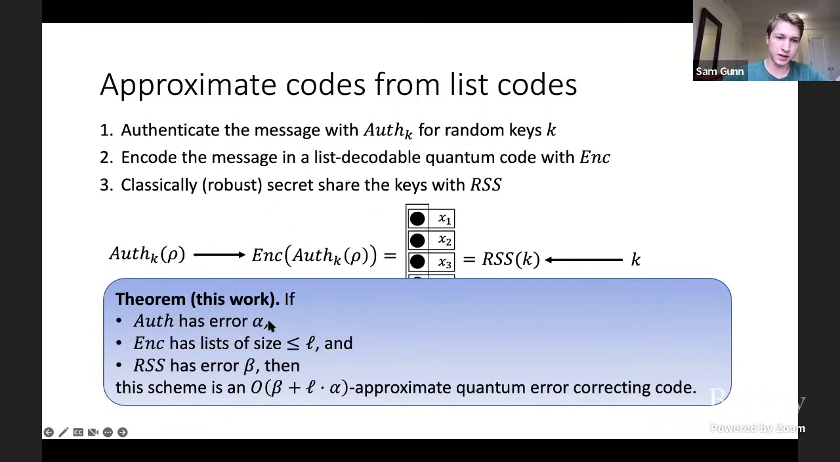So here, if the authenticator has small error, like exponentially small error alpha, and the secret sharing scheme has exponentially small error beta, and the lists are only polynomially large, then we'll have exponentially small error in our approximate quantum error correcting code with unique decoding. Okay, so the remaining part, prior works handled the authentication and the secret sharing part. So the only thing we have to do is come up with a good quantum list decodable code.